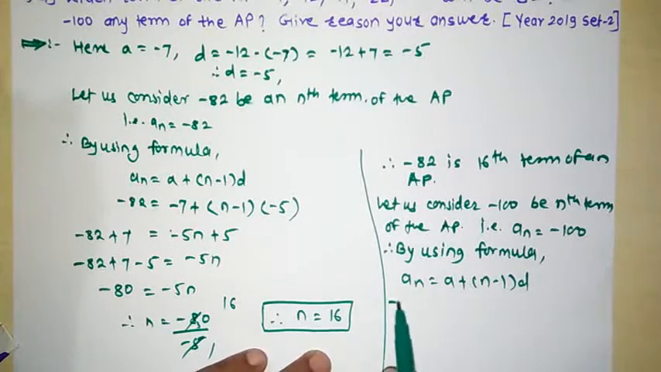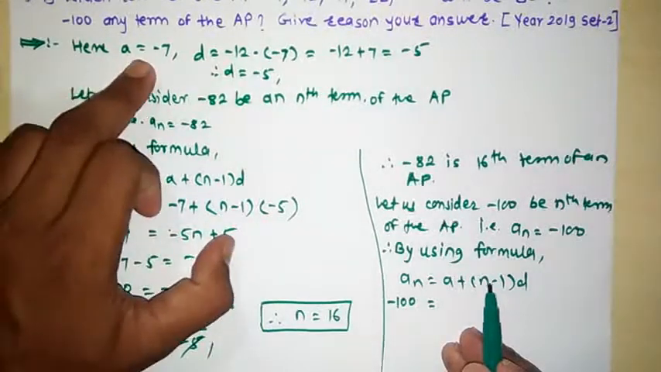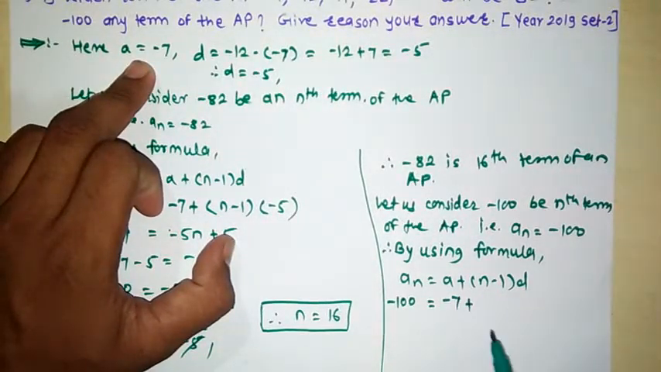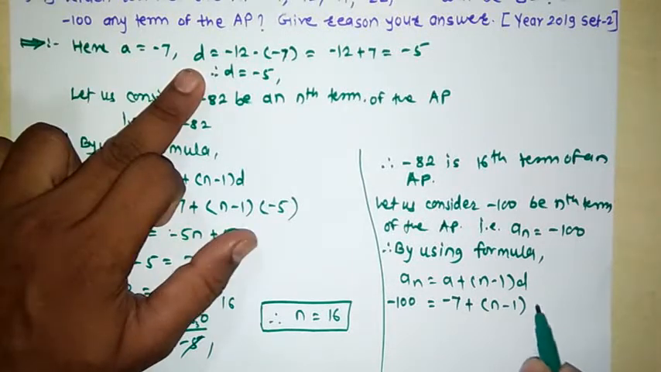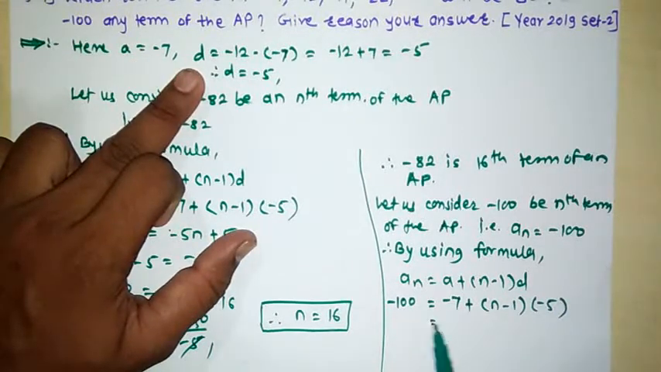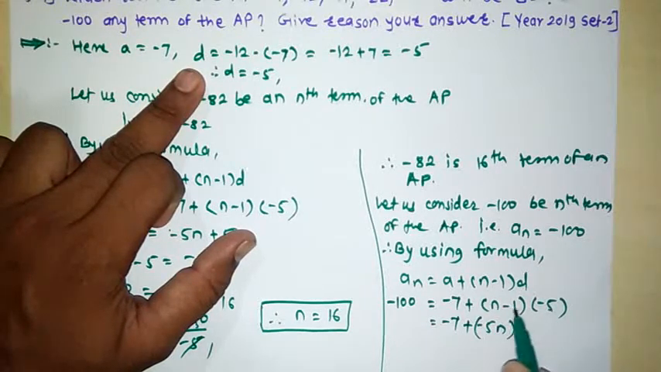Here an is equal to minus 100, put it is minus 100, and a is, what is the first term? First term is minus 7, put here minus 7, plus n as it is minus 1 into d. What is the d here? D is minus 5. Now we will have to multiply here minus 7 as it is, minus 5 into n is equal to minus 5n, and minus 1 into minus 5, which is equal to plus 5.